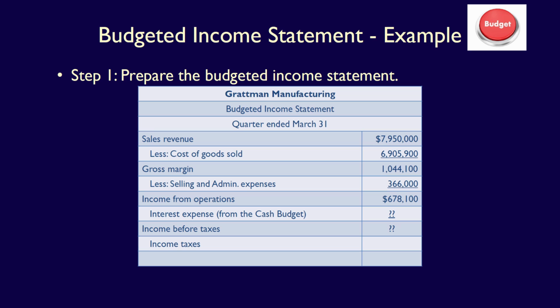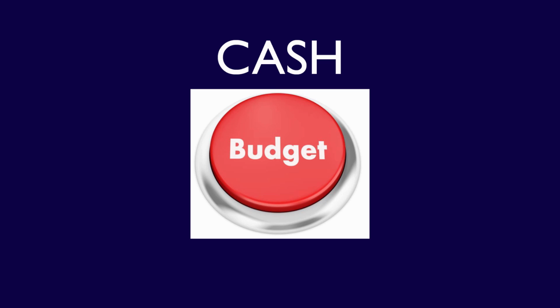Next, we have to determine income tax expense. Where does that come from? We have to calculate the income tax expense by multiplying the income before taxes by the prescribed tax rate. But that can't be determined until we know the interest expense, since the deduction of the interest expense affects the calculation of the income before taxes. Again, we're going to use question marks as placeholders for now. This means we can't calculate net income either. We'll have to revisit the budgeted income statement in the future when we have more information for Gratman Manufacturing, which will happen when we complete the cash budget, a topic for a future video.